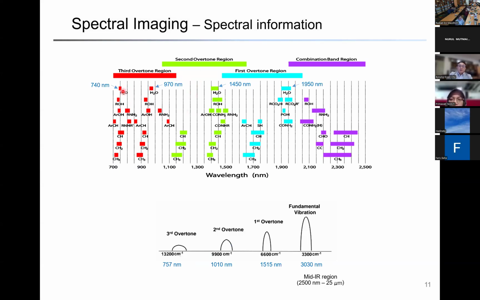Okay, there are certain functional bands, because each functional structure has its own vibration information, right? So vibration has frequencies, so it's related to wavelengths. For example, H2O is water, right? When we look at the absorption by water, the absorptions occur at certain wavelengths, like 740 nanometers, 970 nanometers, 1450 nanometers, and 1950 nanometers.